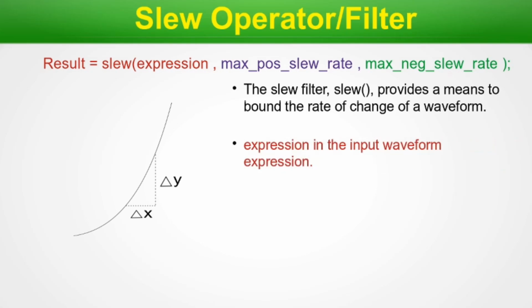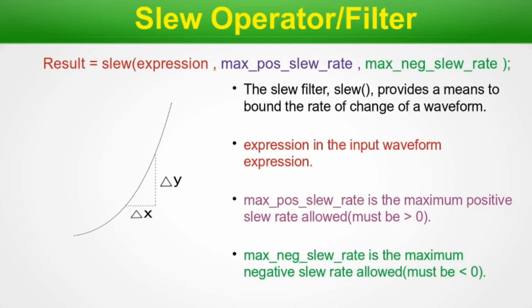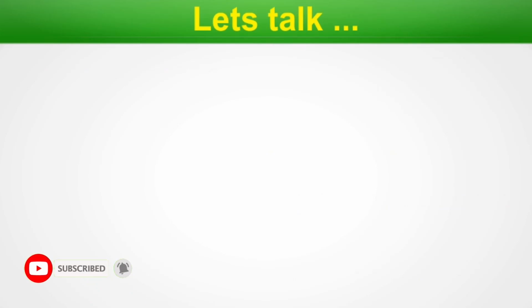Okay. Expression in the first syntax is the input waveform expression. The max positive slew rate is the maximum positive slew rate allowed, that must be greater than 0. And the maximum negative slew rate is the maximum negative slew rate that is allowed, that is less than 0. So here is how we define the slew. Okay, we are done with this particular operator. Let's move on, and we come to the next section.